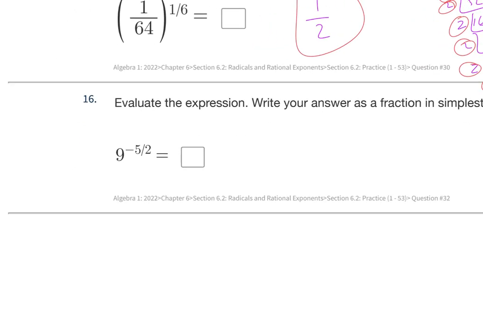Evaluate this one. 9 to the negative 5/2 power is just 1/9 to the 5/2 power. And if you're like, wait, isn't that the same thing? That's negative, so it just kind of flips this down. The reason I wrote it like that is because this 1 being on top, 1 to any power is 1. So it's really 1 over 9 to the 5/2, right? So really this goes here anyway.